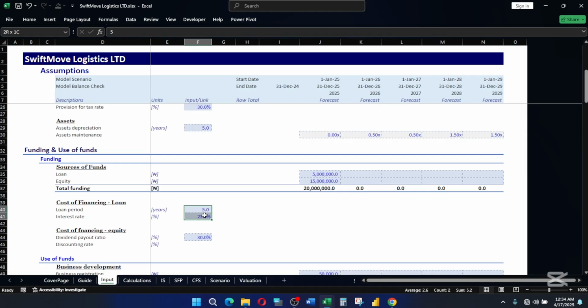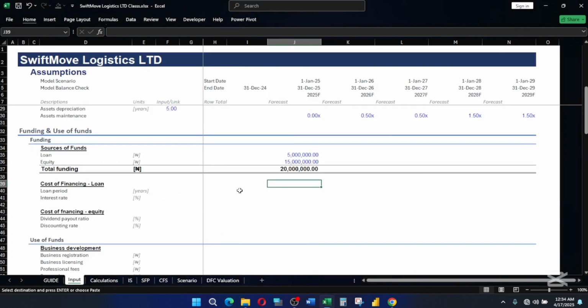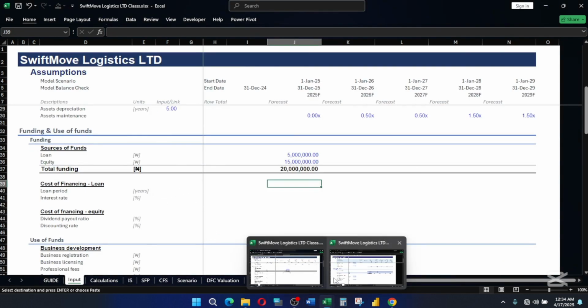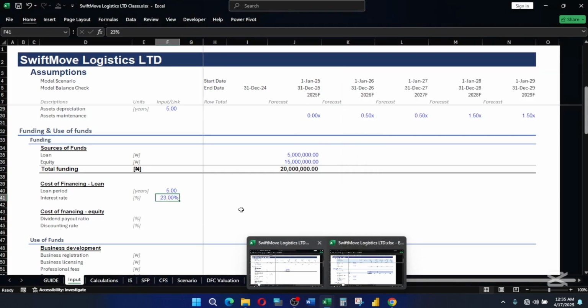We have it at 23%, and the loan period is 5 years. And paste this here, and we can just give it our style. This is our input style, then change this to percentage style, right? So this is what we have.